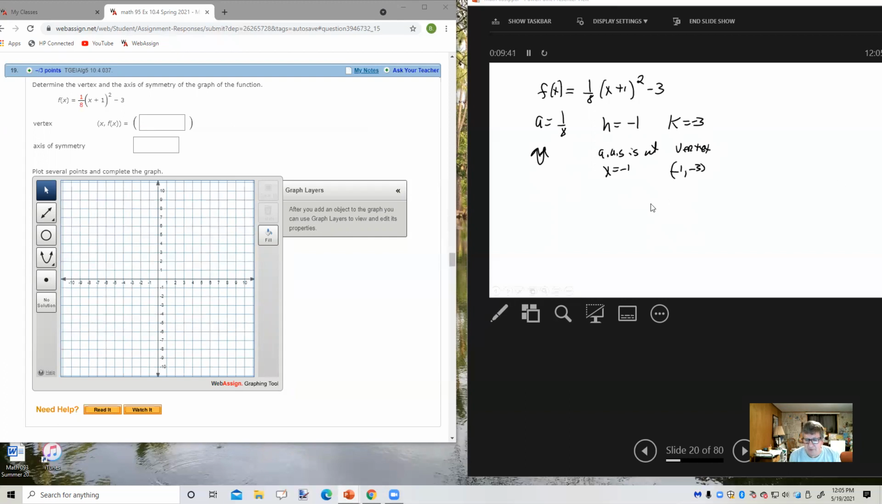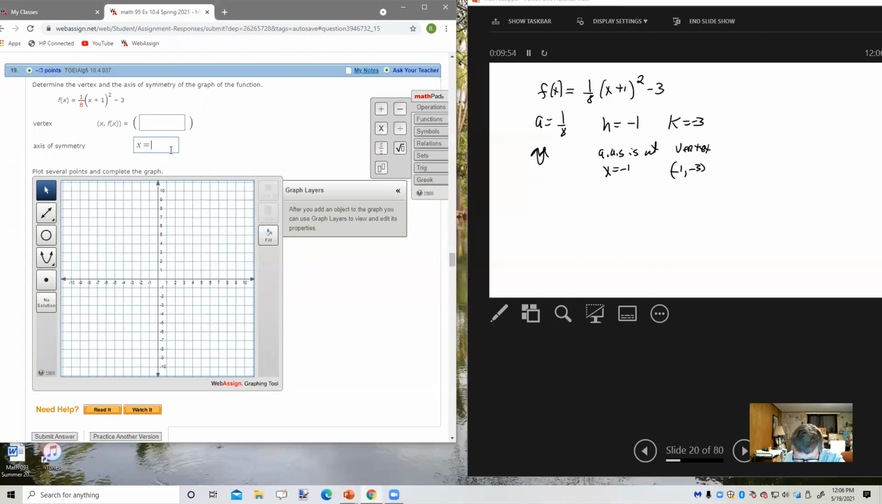Again, I can't overemphasize how much people constantly mess this up. They don't write the axis of symmetry as an equation. They just put in -1 and then they wonder why it's wrong. It's got to be an equation. X equals -1. The vertex is at -1, space -3. Okay, now, so -1, -3 is right there.